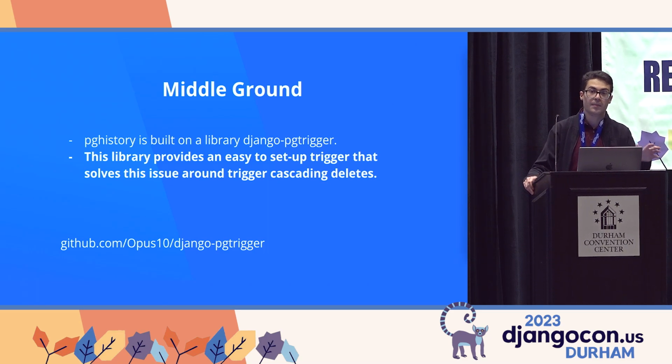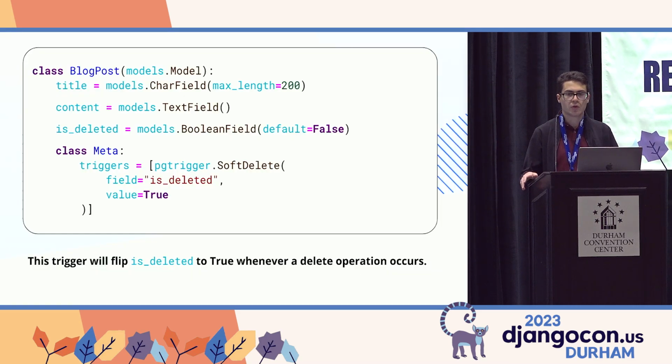And there's this interesting middle ground approach that's still based on triggers, but lets us take this field-based approach to filtering out objects that works, in my opinion, a lot better, and solves one of the issues around cascading deletes. I'm not going to spend much time on this, but the way Django PG trigger works is you can basically set up triggers in the class Meta. So here, PG trigger has a built-in soft delete trigger, and we just specify the field that represents whether the model is soft deleted, and we tell it to flip it to true upon a delete.